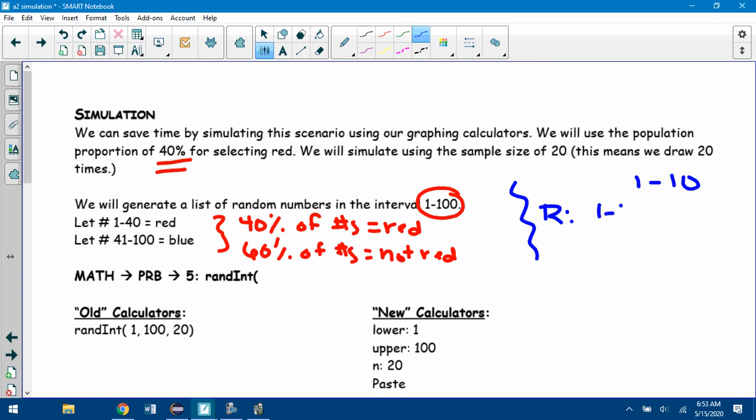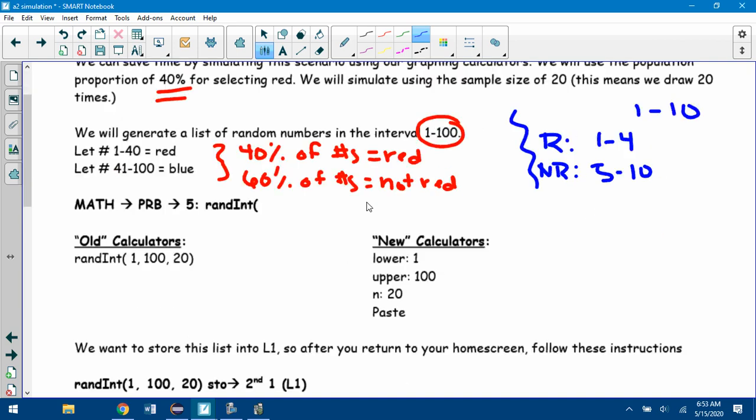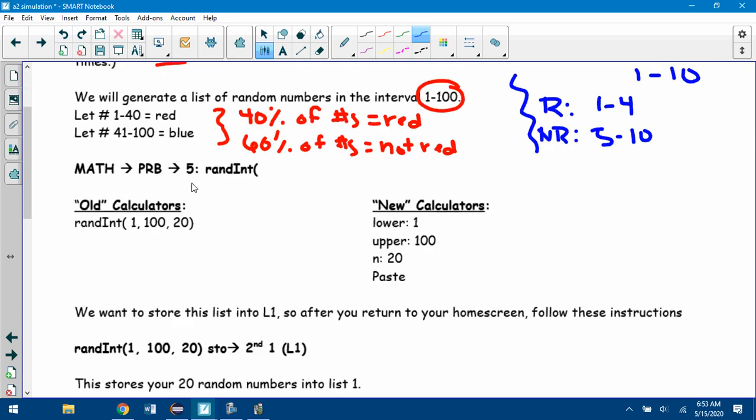40% of them. So 1 through 4 are red, and not red would be 5 through 10. So again, you can choose the range of numbers you use as long as 40% of them are red. All right, but let's use 1 to 100.